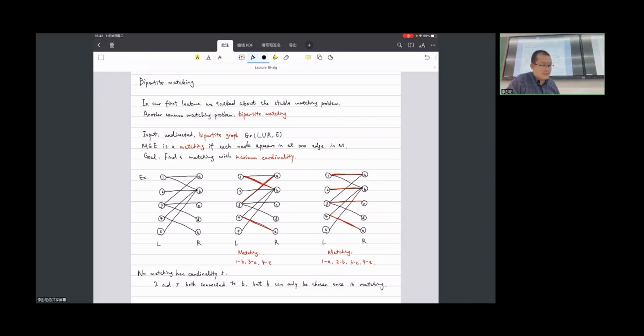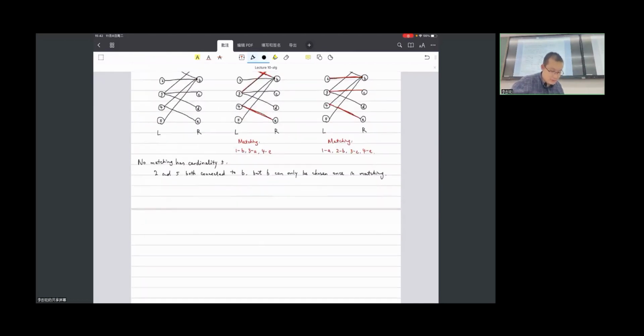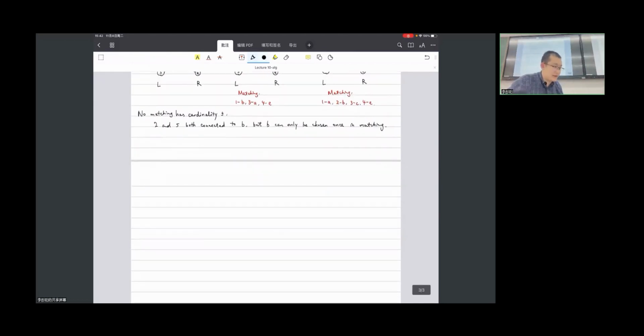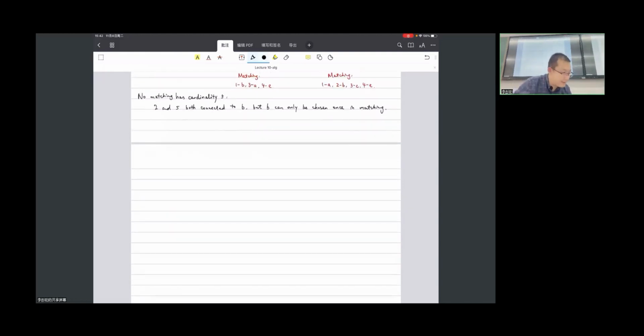So in general, maybe we want to have some sort of general methodology to solve this kind of maximum matching problem. And the thing that we are going to do here is to find a reduction to the max flow. So to do this, we see that we have a max flow formulation for the problem.